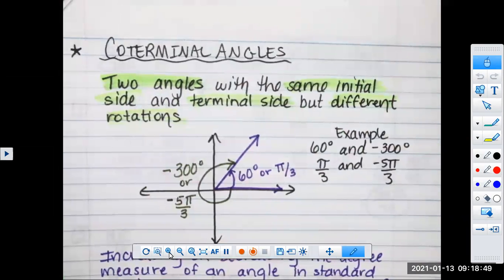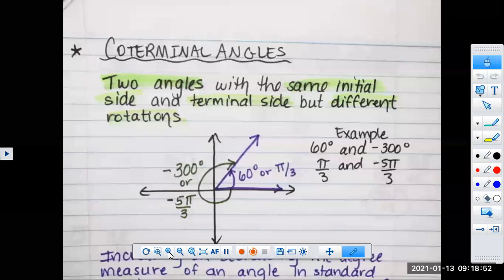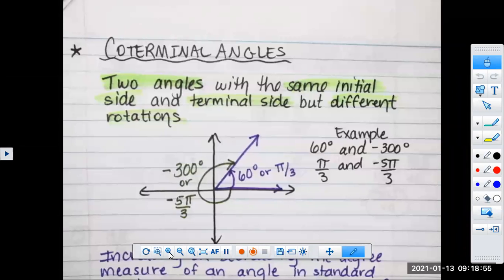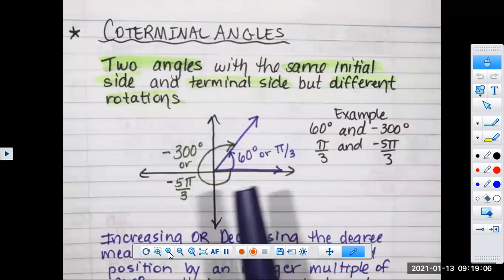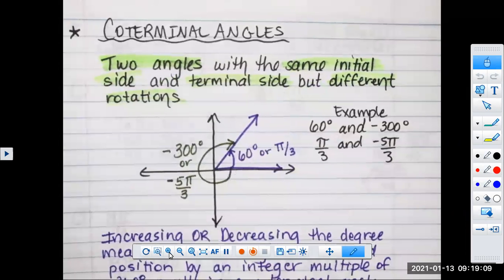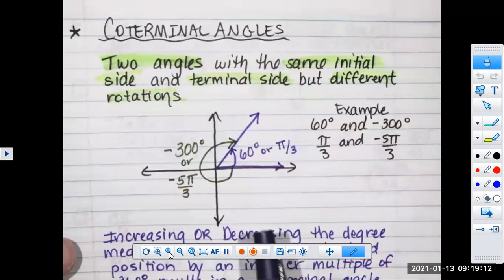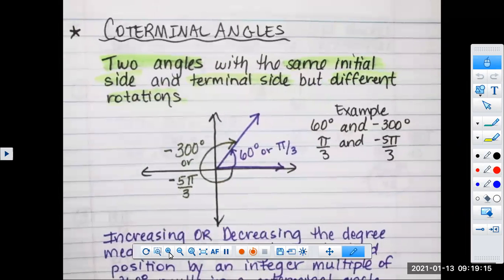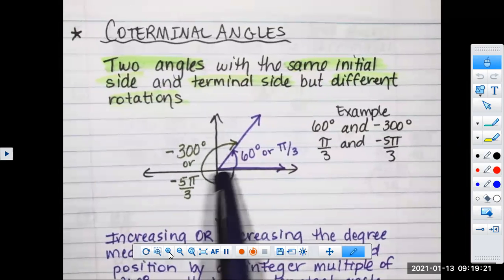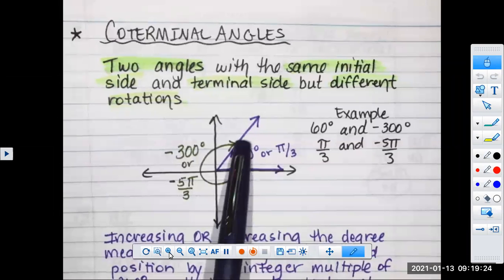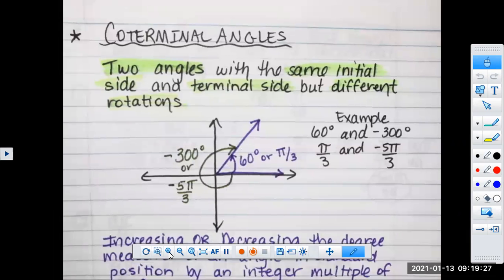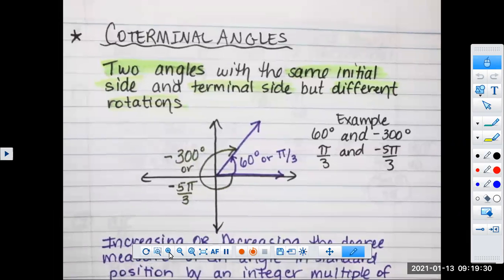Even in 4.4, 4.2, you're going to have to deal with coterminal angles, and it will be easier in some problems for you to find an angle's coterminal partner. So I'm just showing you an example here. You've got this positive angle 60 degrees or pi over 3, and you've got this negative angle negative 300 degrees or negative 5 pi over 3. Those are coterminal angles. Notice they've been rotated differently, but they both have the same starting side and they both end up at the same terminal side.